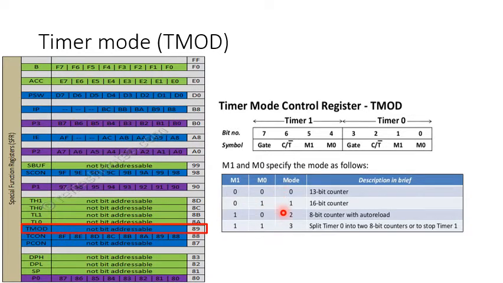So under different modes, the timer/counter acts in a different manner. Under mode 0, it acts as a 13-bit counter. Under mode 1, it acts as a 16-bit counter. Under mode 2, it acts as an 8-bit counter with auto reload. And under mode 3, it acts as a split timer 0 into two 8-bit counters, or stops timers. We will be discussing these timers and counters in detail in a separate video. For this video, you just need to know what the special function register has and what the duty of the timer mode is.